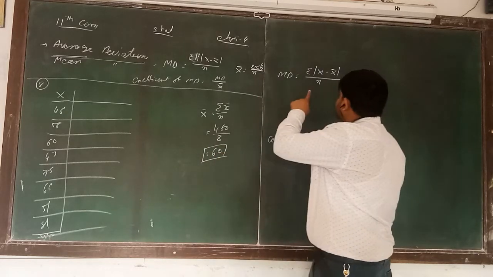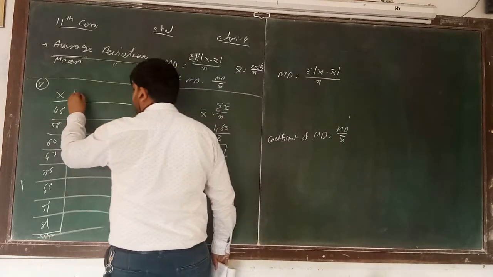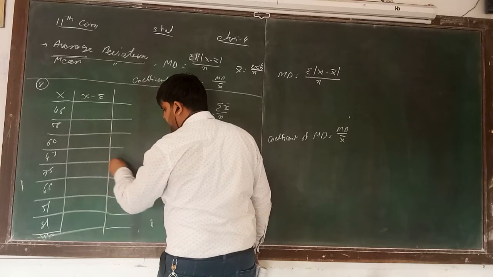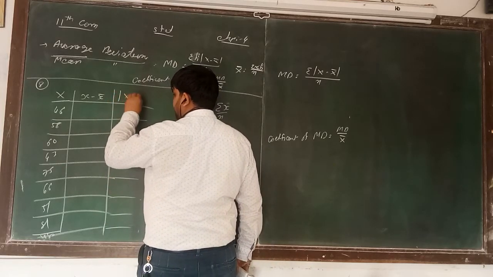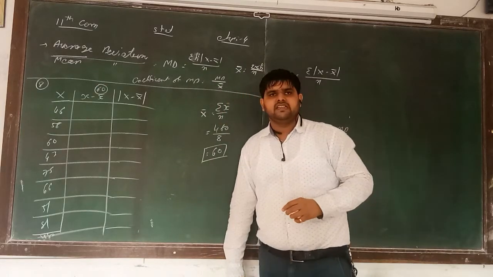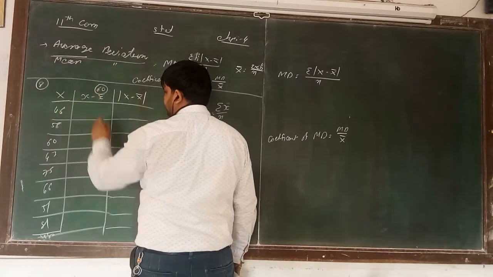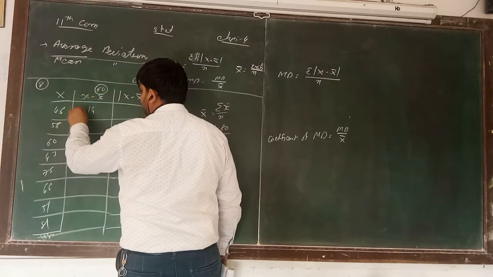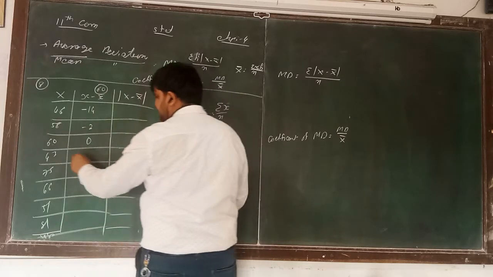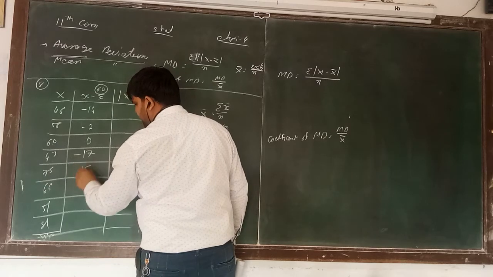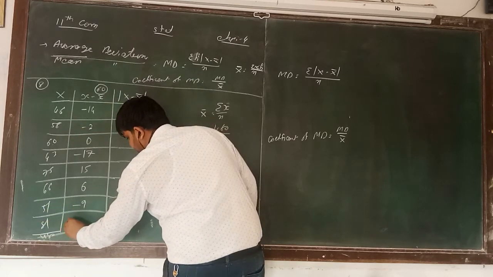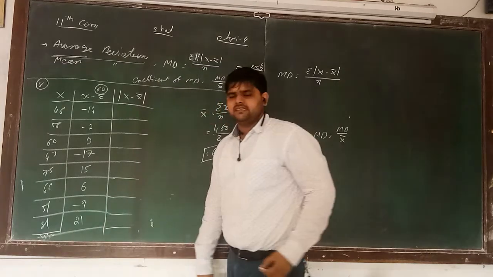Now what is our formula? x minus x bar, and then whatever value comes, we have to convert into modulus. x bar is equal to 60, so we write down 60, and it will be easy to understand. 46 minus 60 is minus 14. 58 minus 60 is minus 2. 60 minus 60 is 0. 43 minus 60 is minus 17. 75 minus 60 is 15. 66 minus 60 is 6. 51 minus 60 is minus 9, and 81 minus 60 is 21. So this is the deviation.